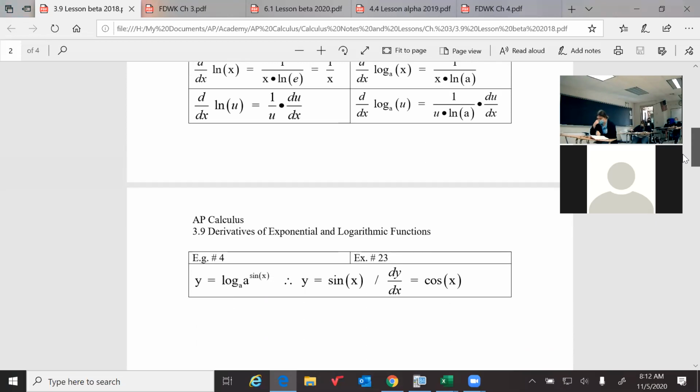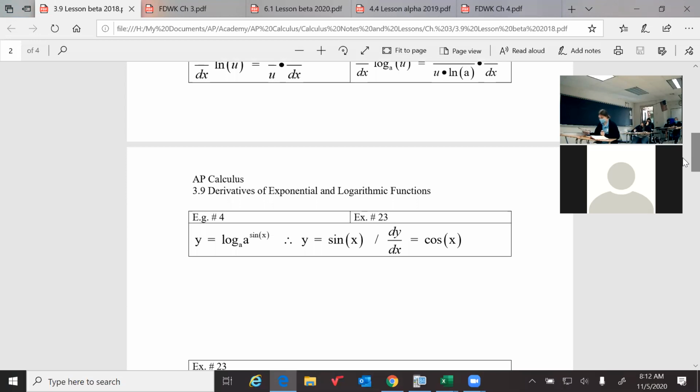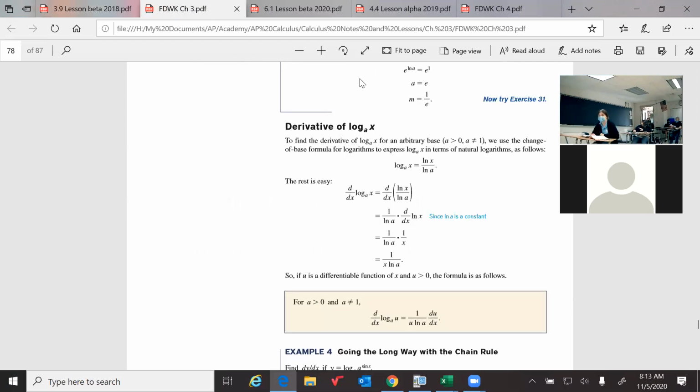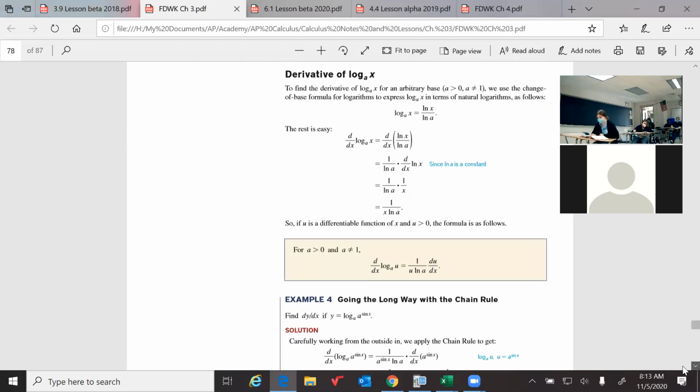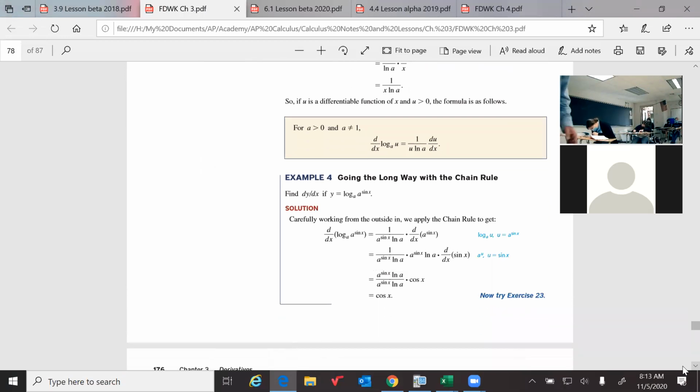Example 4. Now, example 4 is kind of silly. We're on page 175 of your book. If you were to paste this question, it'll show you to substitute values. It'll take you to the answer. Well, we know what the answer is. The question is, find the derivative if y equals log base a of a to the sine x. What exponent can you raise a to give you a to the sine of x?